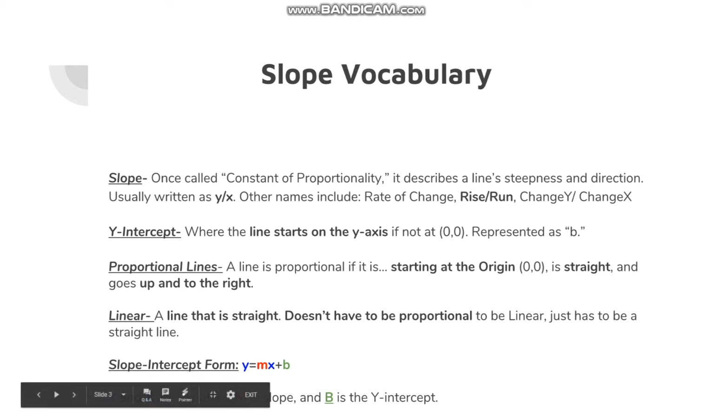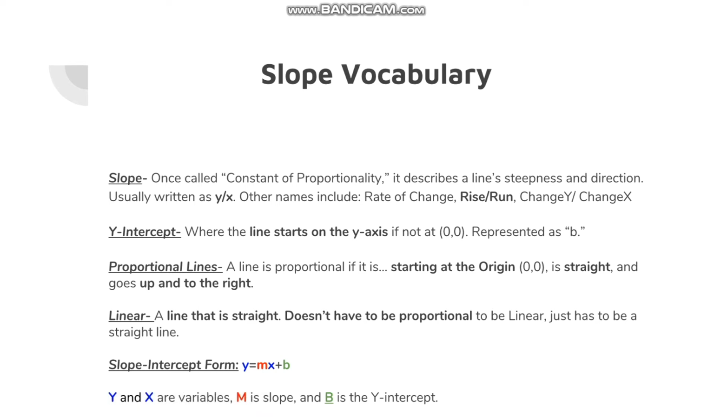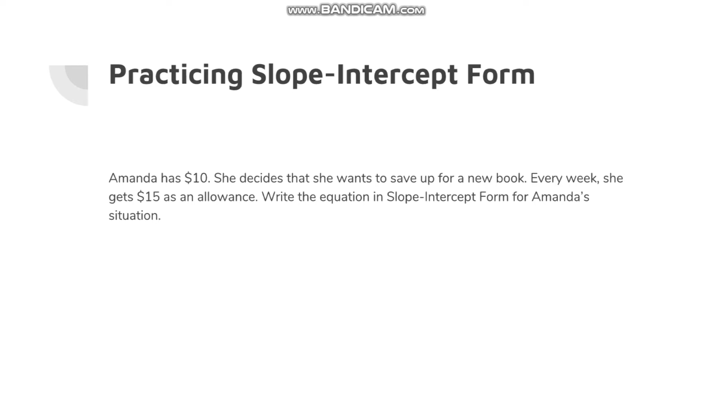So we're going to practice writing and solving slope-intercept form. So grab a piece of notebook paper and a pencil and follow along. I'll give you a couple of seconds to get your materials out. Okay, so Amanda has $10. She decides that she wants to save up for a new book. Every week she gets $15 as an allowance. Write the equation in slope-intercept form for Amanda's situation.